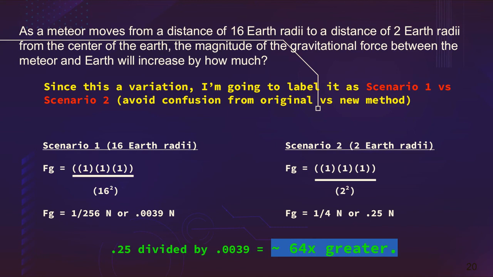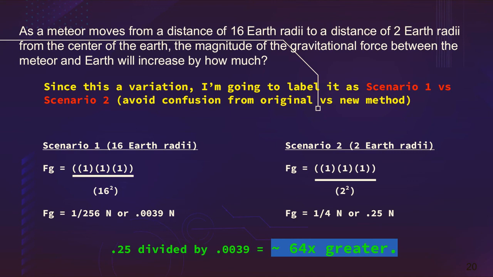Again, you were at 16 Earth radii, and we're going to be changing that to 2 Earth radii, which means we are decreasing the distance. And if you decrease the distance, obviously it's going to increase the FG. We just want to know by a factor of how much. So we're going to jump into scenario 2, the one with the 2 Earth radii. Again, same scenario. I'm not changing anything else other than what they advised me to do, which was the Earth radii. So my G, I'm still going to keep that as 1.